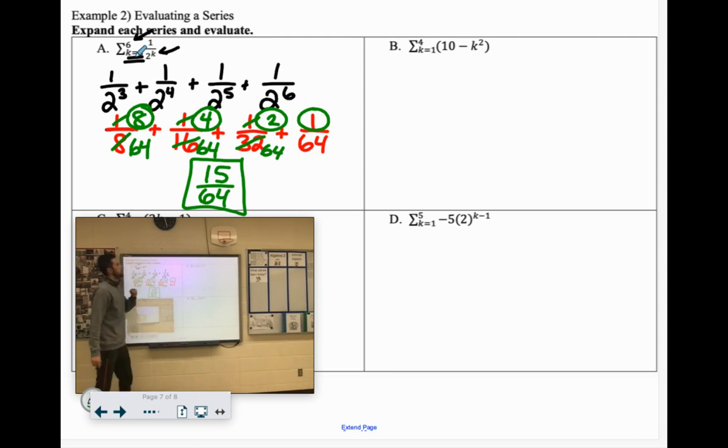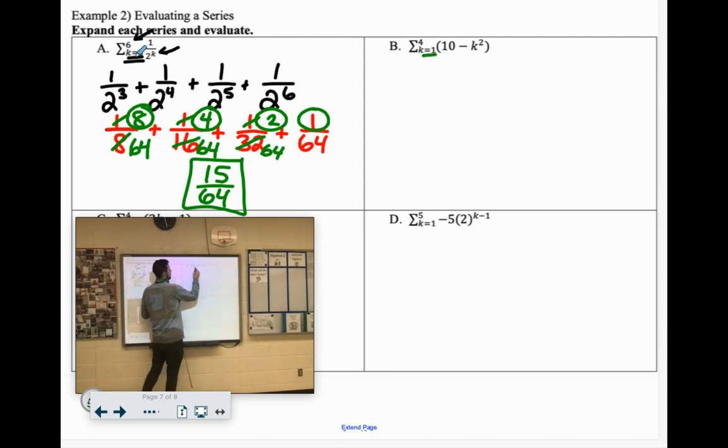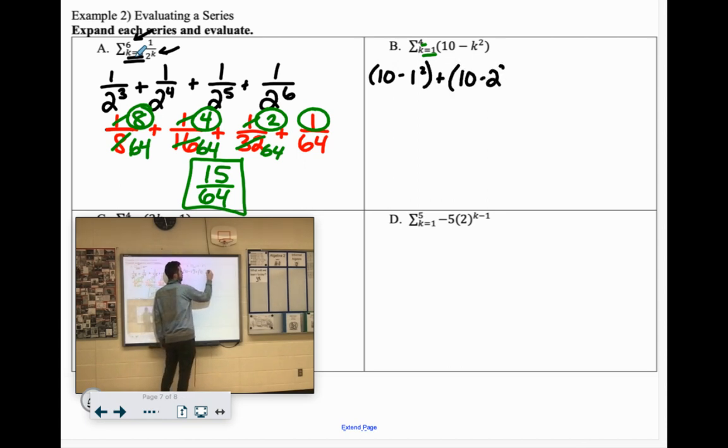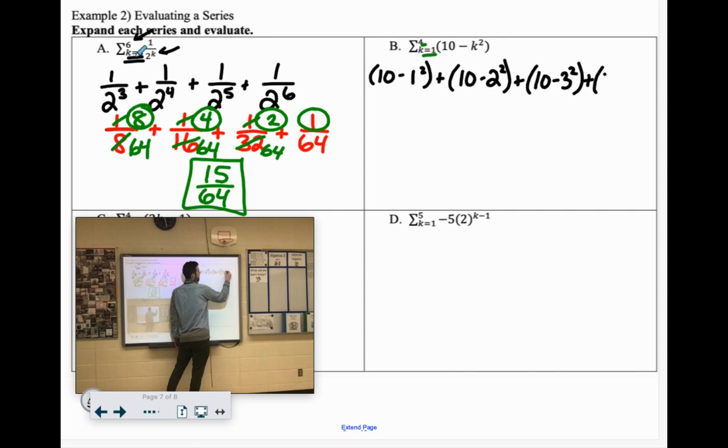Cool. So this one, we're starting with our first term, and we're going all the way to the 4th term. So let's see. 10 minus 1 squared plus 10 minus 2 squared plus 10 minus 3 squared plus 10 minus 4 squared.